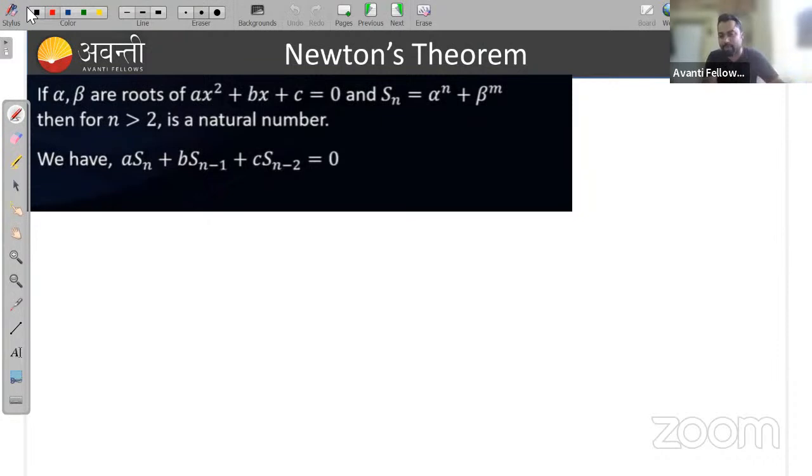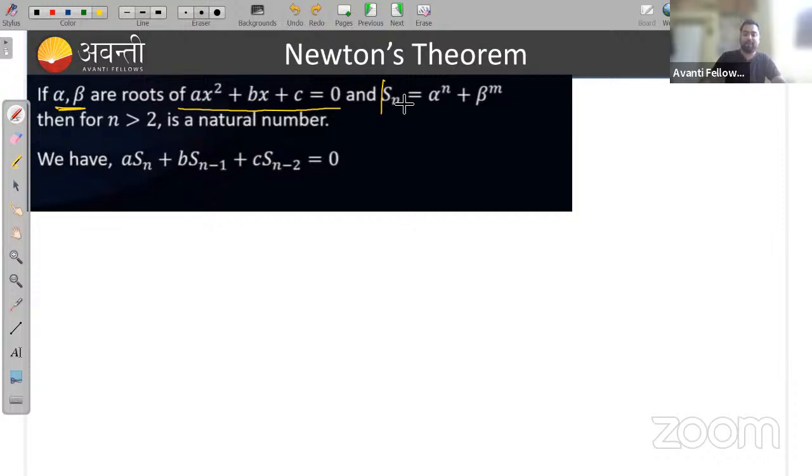And its proof is also very simple. Okay, but we don't have time. It's a very small proof also. Okay. So what is it saying? If alpha, beta are the roots of this quadratic equation, ax square plus bx plus c is equal to 0, and Sn, because maximum time, last 3 years, and in JEE Advanced also, questions were asked from Newton's theorem or Newton's method. Okay, so understand this concept very clearly. In last 3 years, each and every paper question was coming from this concept.